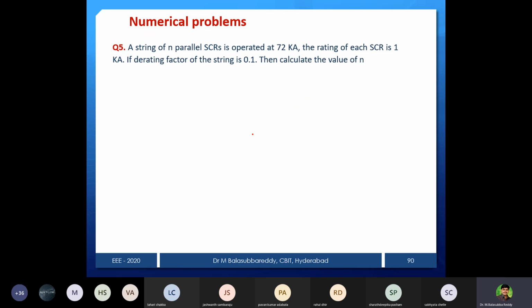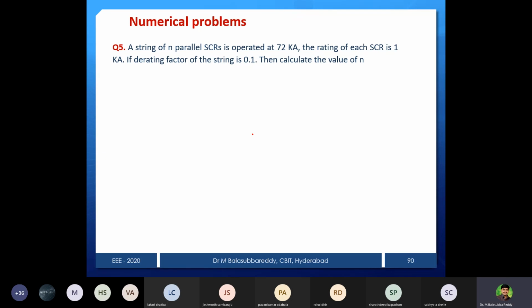Now there is another problem. A string of n parallel SCRs is operating at 72 kiloamperes. The rating of each SCR is 1 kiloampere. If the derating factor is 0.1, then how many SCRs are connected in parallel? Now you can solve, any one of you. It is easy. What is the formula I have to use? n I have to calculate. n means the number of SCRs in parallel.